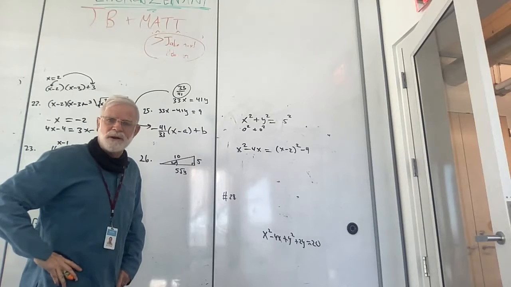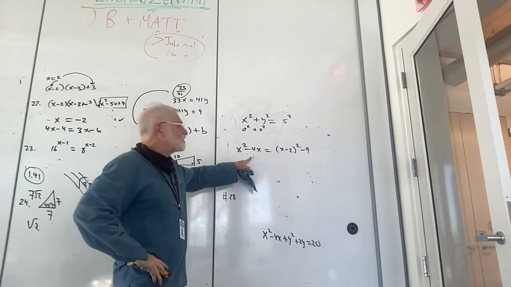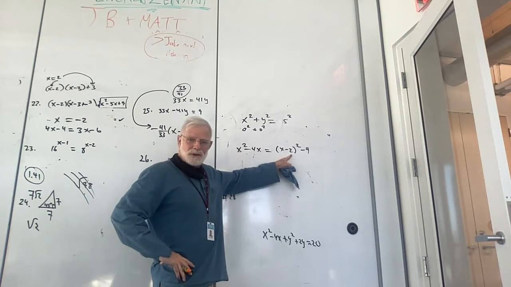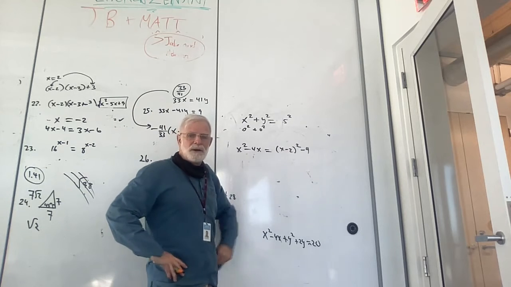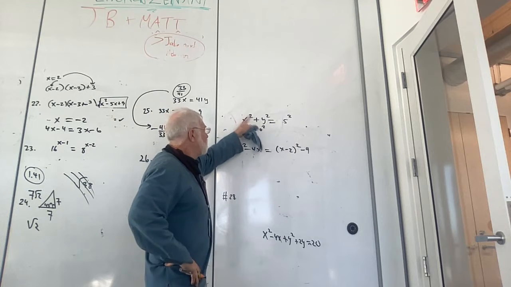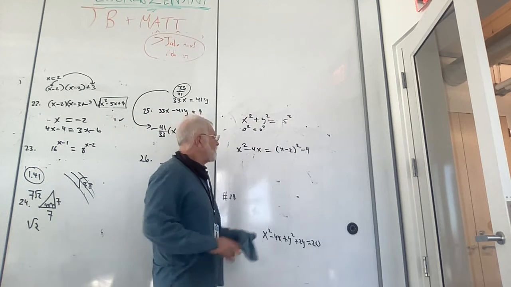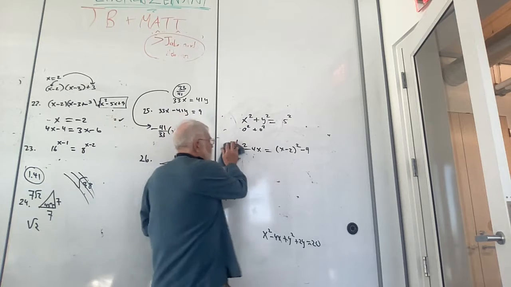This is called completing the square. Minus d over 2a: 4 divided by 2 is 2, so x minus 2. If you square this, you get positive 4. I don't see any constants up here, so we're going to move our constants to the other side. So that becomes x minus 2 squared minus 4.